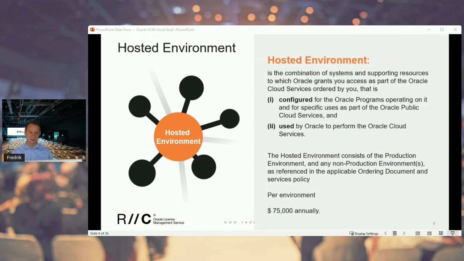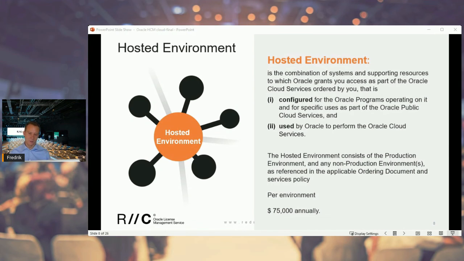The third license metric is hosted environment. A hosted environment is the environments that you negotiate with Oracle at the time of purchase. You need a production environment, but you also need to assess how many non-production environments you need. They're quite pricey. The cost of each environment is $75,000 if you need additional environments. It is not uncommon that organizations could have as many as 5 to 10 non-production environments.